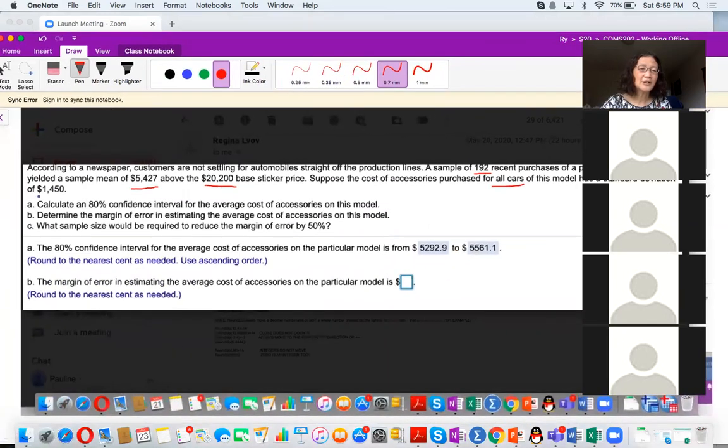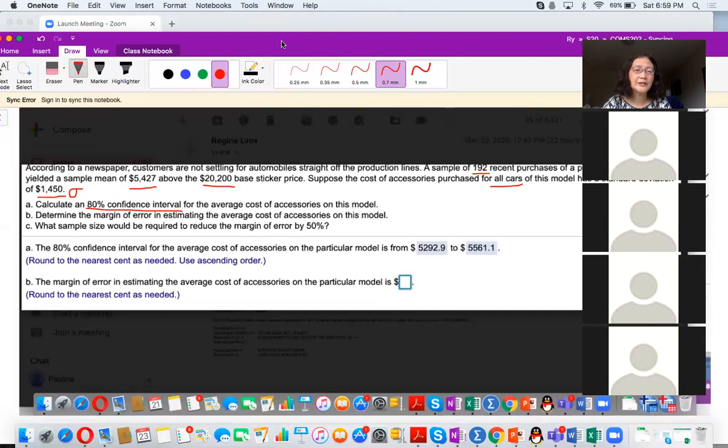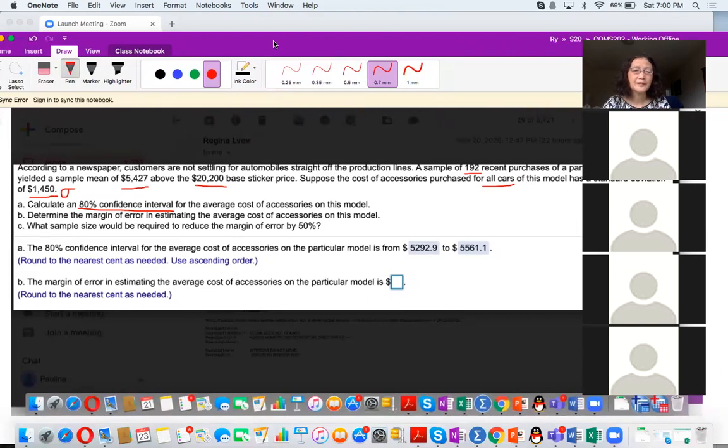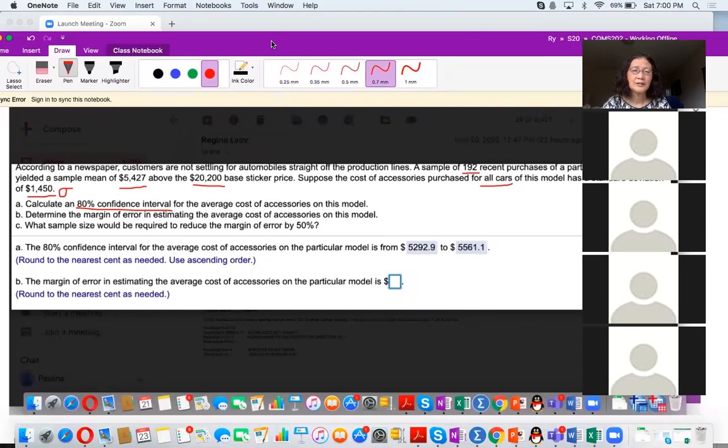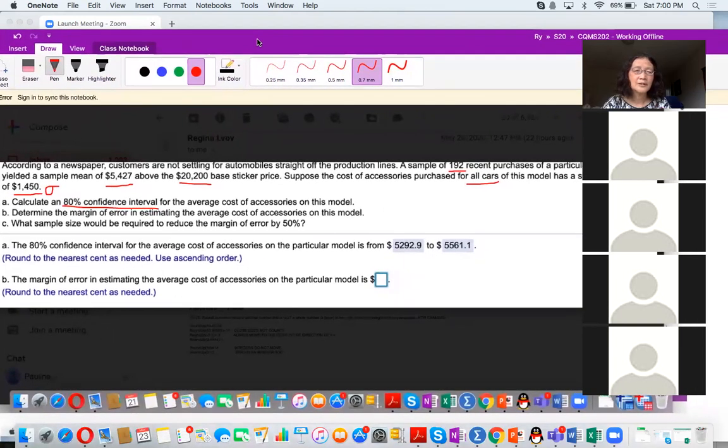Standard deviation is 1,450, which means this standard deviation is population standard deviation sigma. Okay, and the question asks you, calculate 80% confidence interval for the average cost of accessories in this model. Okay, so confidence interval estimate. So any ideas?